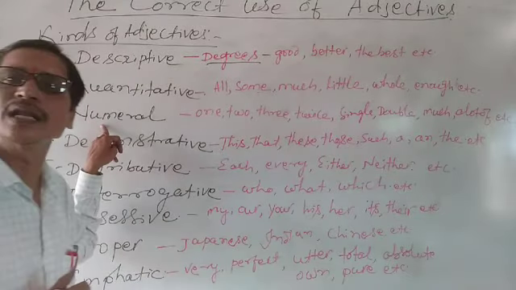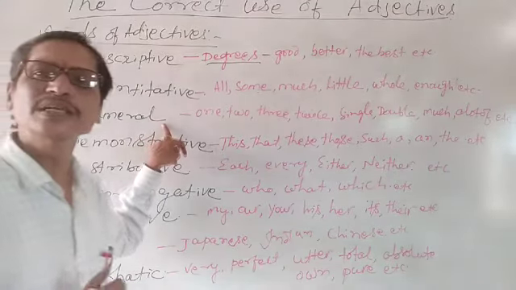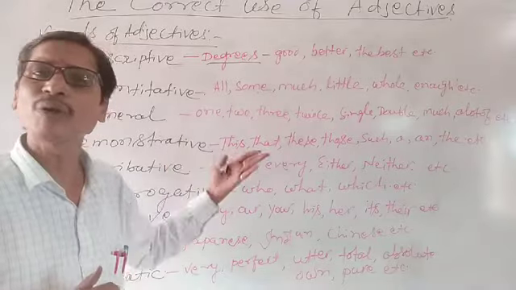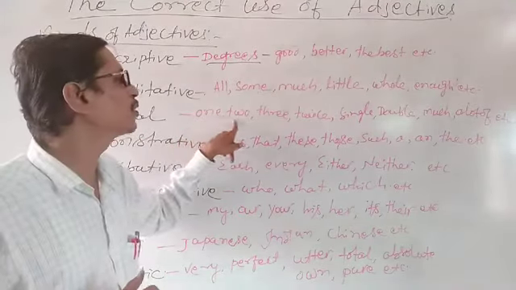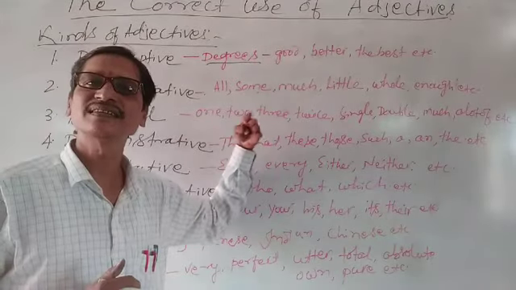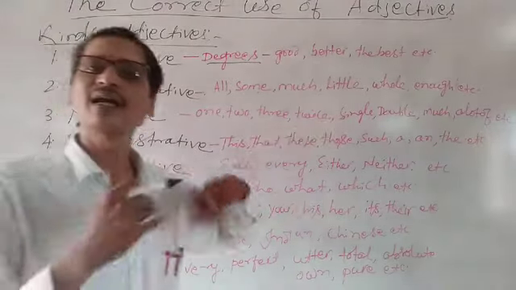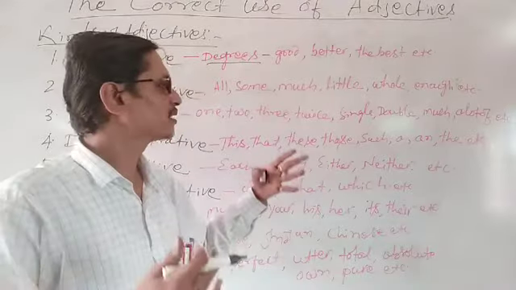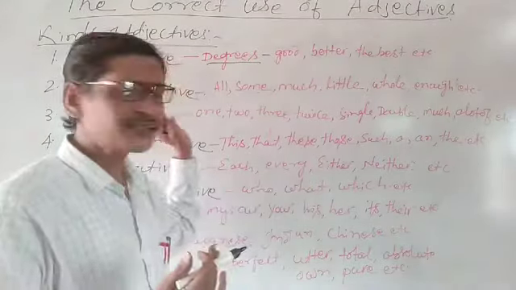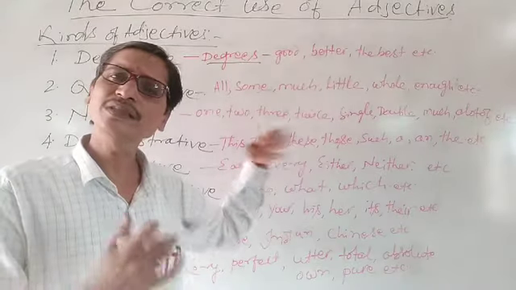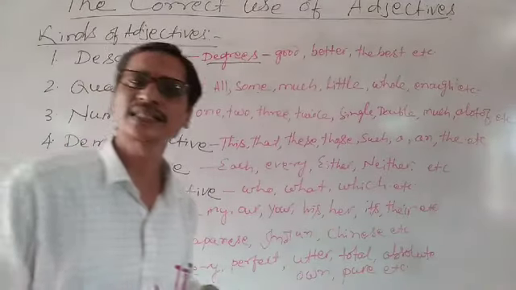Similarly, numeral adjectives. Numeral adjectives are talking about numbers, as you know, it is numeral. The adjectives like one, two, three, twice, thrice. Similarly, single, double, triple, much, a lot of, etc. Similarly, there are some other such words functioning as numeral adjectives.